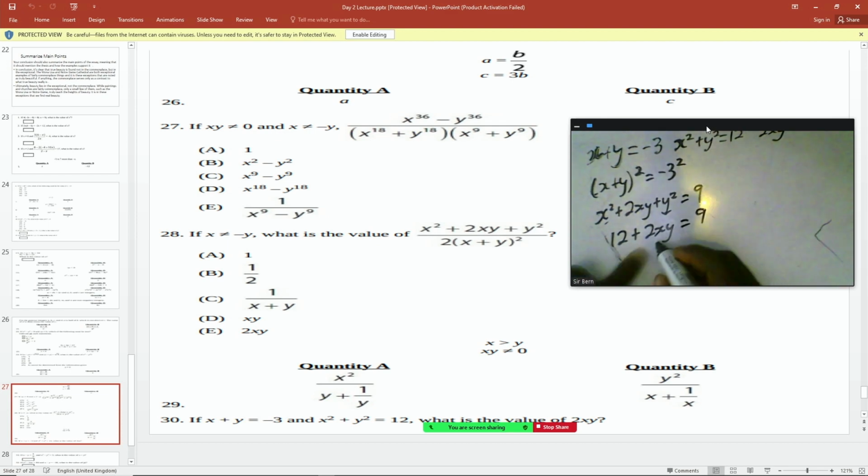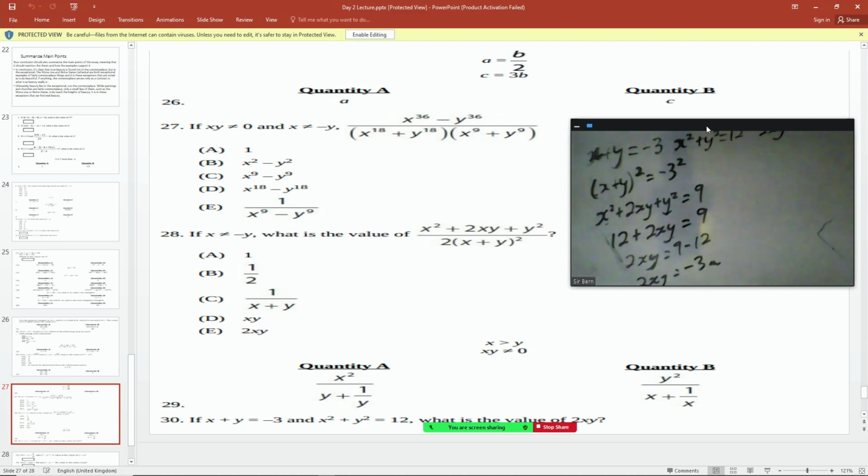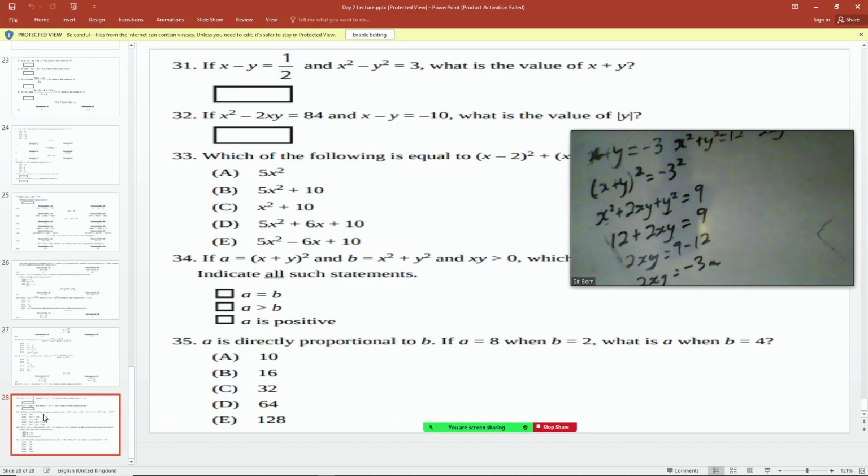And the question wants us to find 2xy. So in that case, we can send 12 to the other side. And that will give us 2xy is equal to 9 minus 12. 2xy is equal to -3. So that is our answer. 2xy is equal to -3 for question 30.